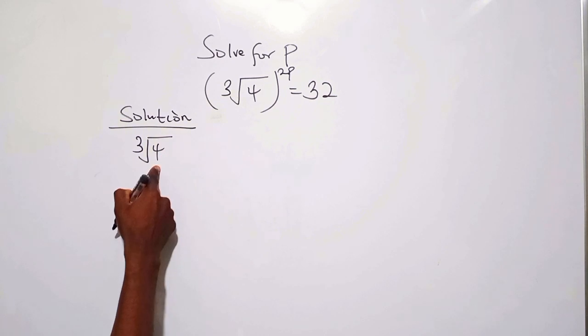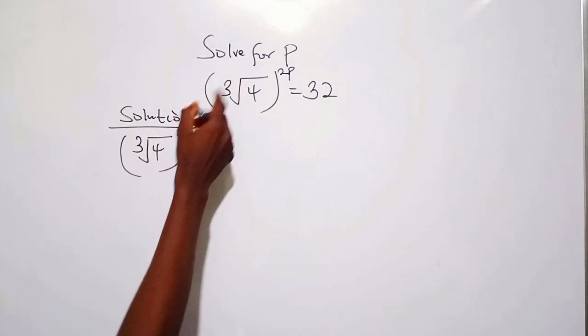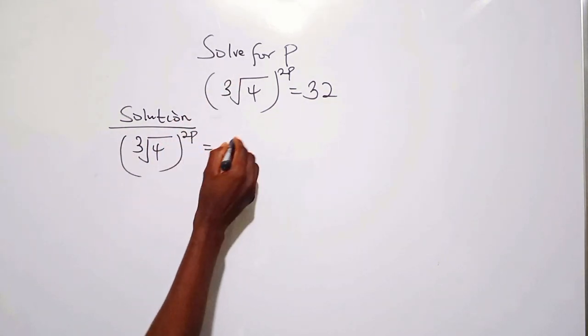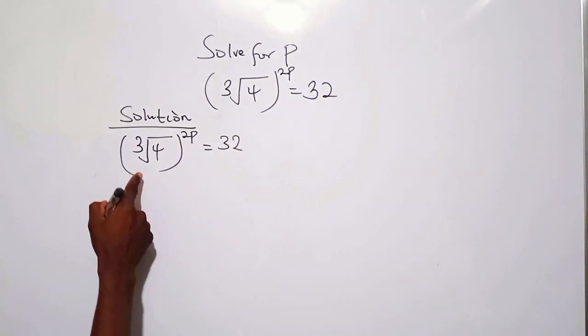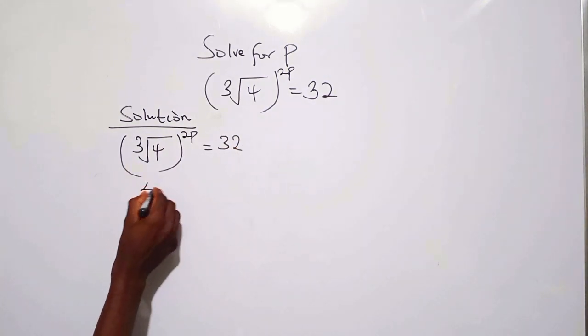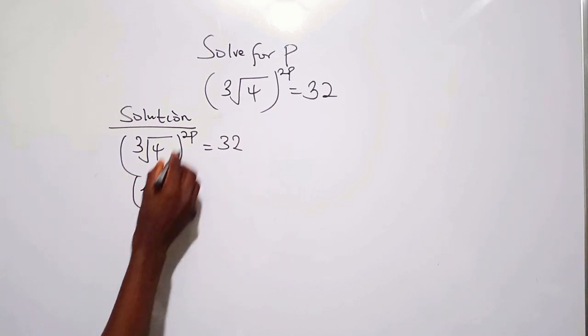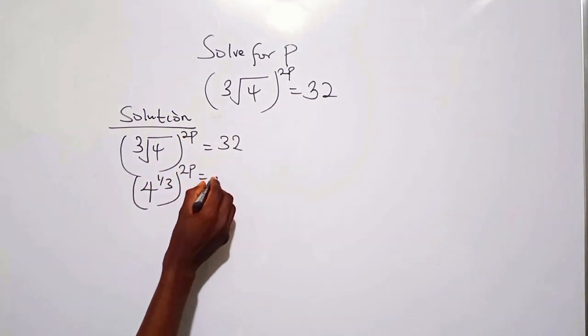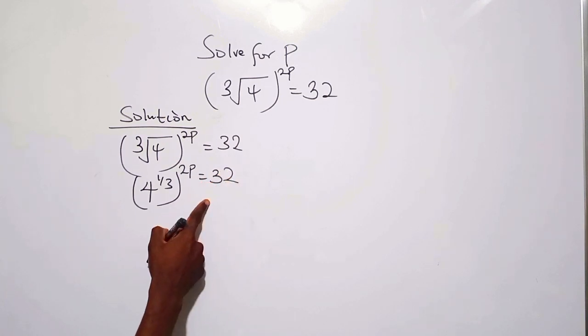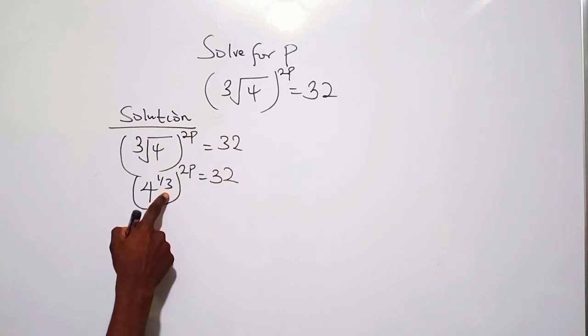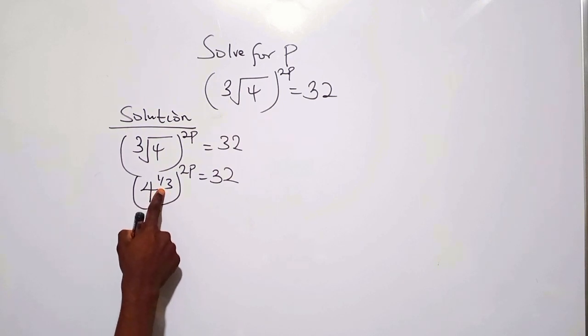So we have this in the brackets, raised to the power 2p equals 32. For this, we can write this as 4 raised to the power 1 over 3, which is the same thing as this. Everything raised to the power 2p equals 32. So when we apply the exponent law, you can easily multiply this with this.